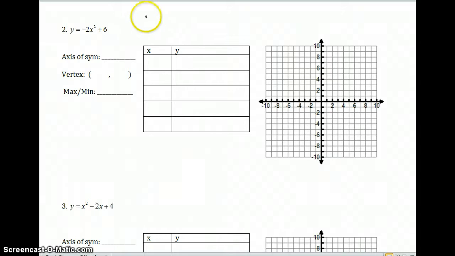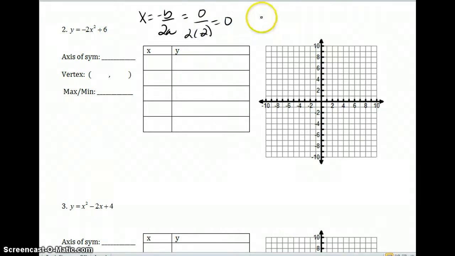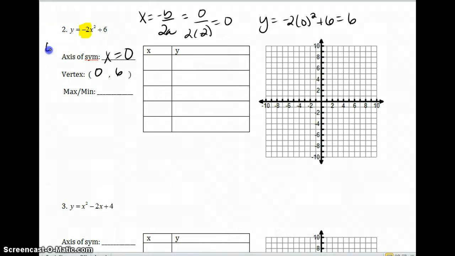So let's find the vertex. x equals negative b over 2a. So that is 0 over 2 times negative 2, which is just 0. Plug that in and we get 6. So our vertex is (0, 6). Our axis of symmetry is x equals 0. Notice that the a value this time is -2, which means it's opening down. So that means we're going to have a maximum at 6.